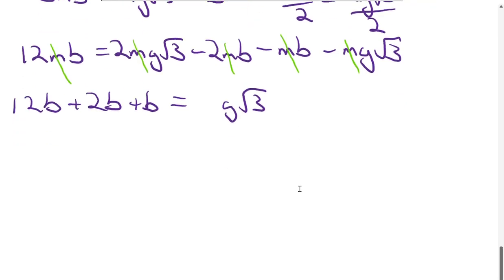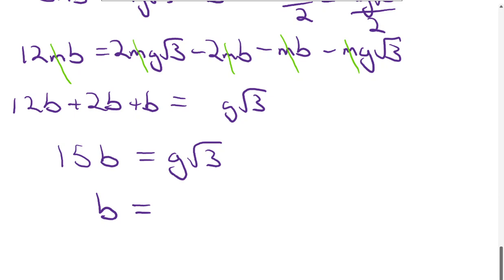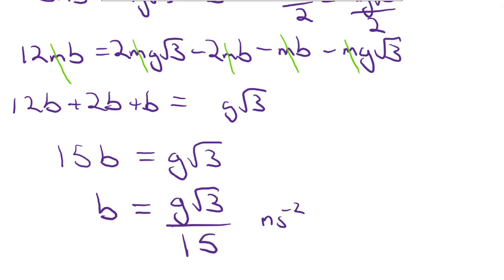And then that gives us 15b equals g root 3. So B, the acceleration of the wedge, is g root 3 over 15 meters per second squared if we need it, and I think we're done. What I'm going to do now very quickly is just get the solution, and it is g root 3 over 15.